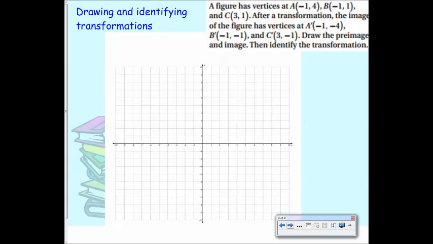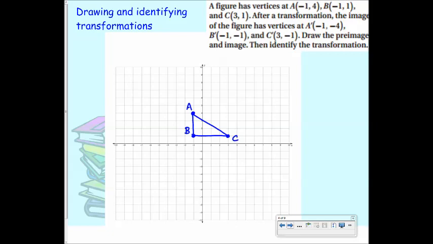All right, so I'm going to do the first one in blue. So A is -1, +4. B is -1, +1. And C is 3, +1. So not only is this a triangle, but what kind of triangle is it? It's a right triangle. Good. It's a right triangle because this is a vertical line and this is a horizontal line. All right, so then that's my pre-image.